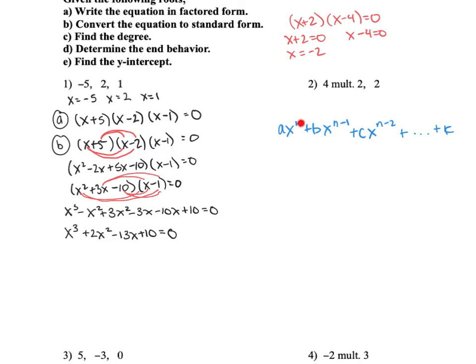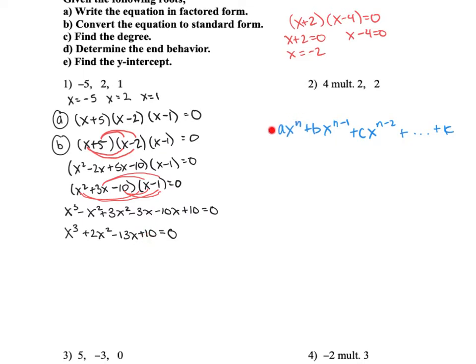Then our n, n minus 1, n minus 2. This n is our highest exponent. So that's why we have like the 3 here, the 2 here, then a 1, and it keeps going less and less until you get to this plus k at the end, which is your constant. So it's like this plus 10.